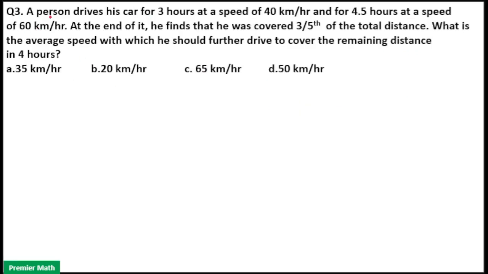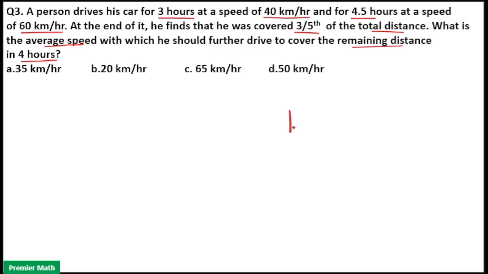Next is question number 3. A person drives his car for 3 hours at a speed of 40 km per hour and for 4.5 hours at a speed of 60 km per hour. At the end of it, he finds that he has covered 3/5 of the total distance. What is the average speed with which he should further drive to cover the remaining distance in 4 hours?